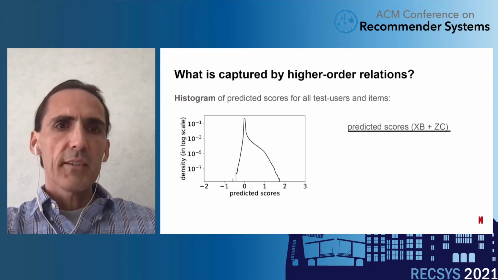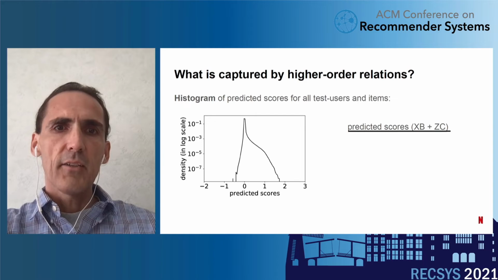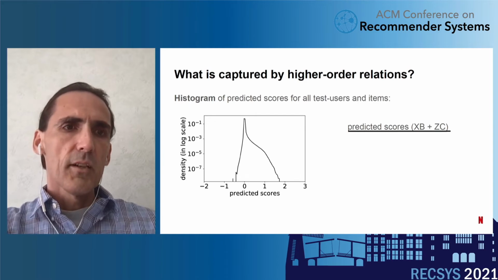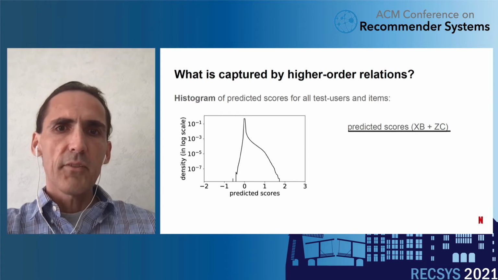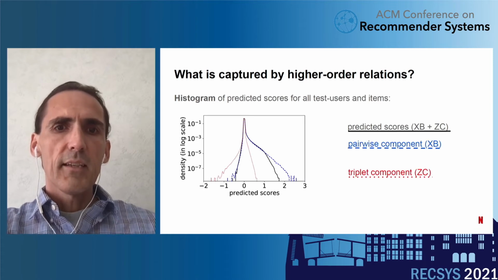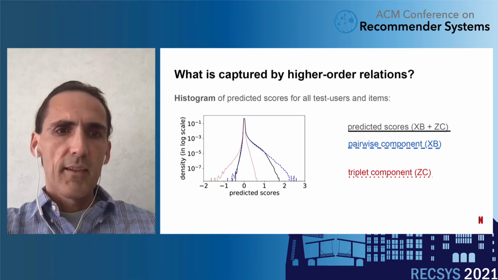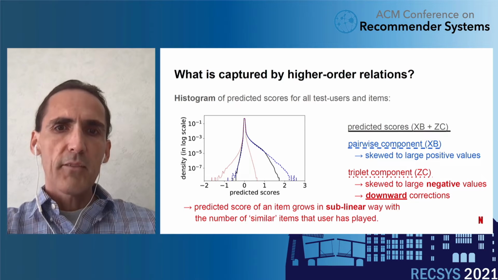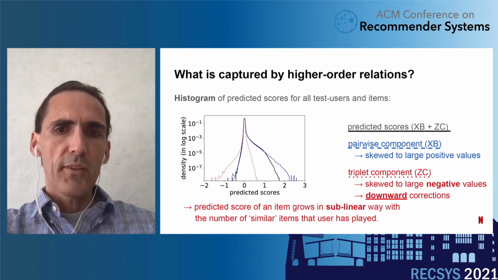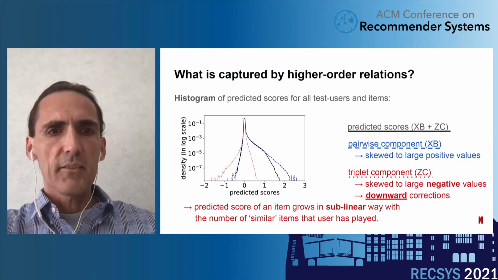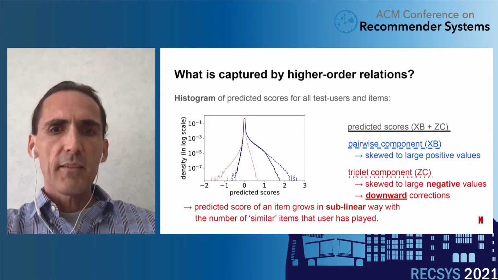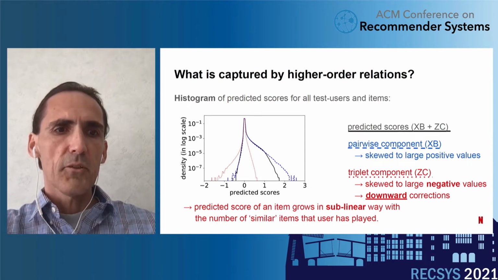So now, what is actually captured by these higher order relations? To that end, we created a histogram of the predicted scores across all the test users and items, as can be seen in this plot. And then we split it into its pairwise component and its triplet component. As we can see, the pairwise component skews to large positive values, whereas the triplet component skews to large negative values. So this provides a downward correction to the predicted scores.